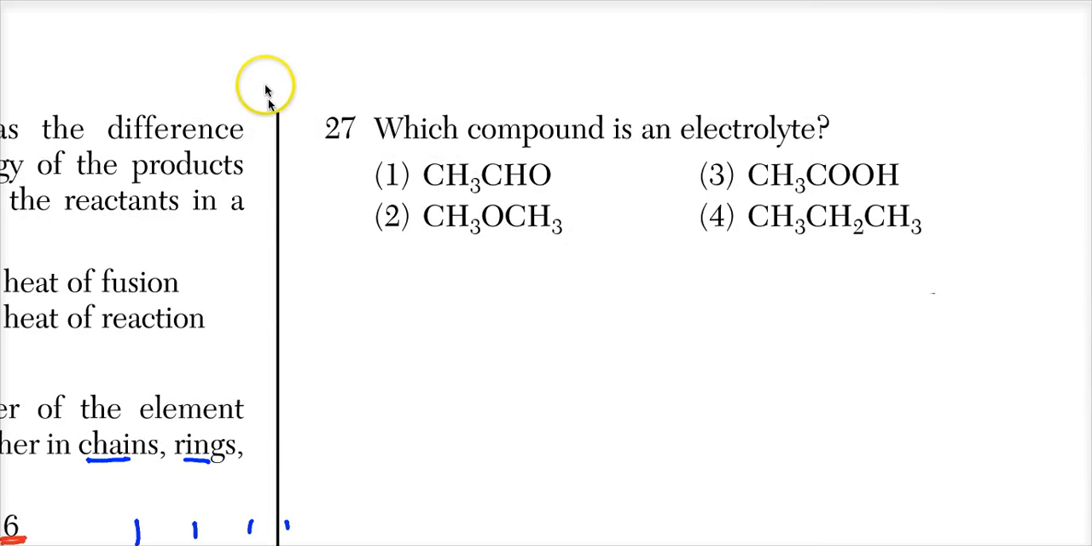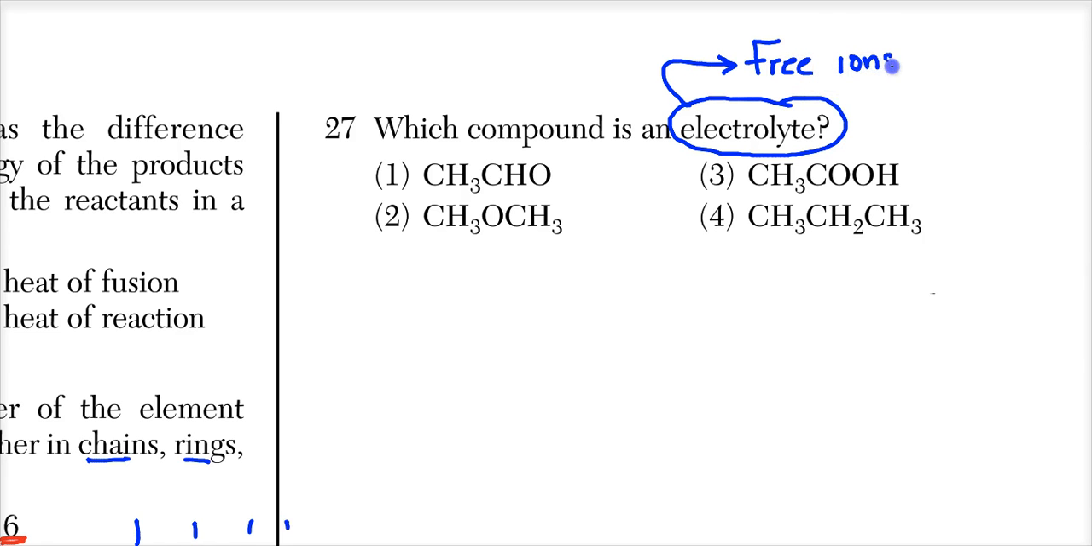27, which compound is an electrolyte? Circle that word, a very important concept. Electrolyte means that you're able to conduct electricity in solution. And this is due to free ions. Anytime you have free ions that are not locked in a crystal lattice, in the aqueous or liquid form, the ions are able to conduct electricity in that solution or that liquid.